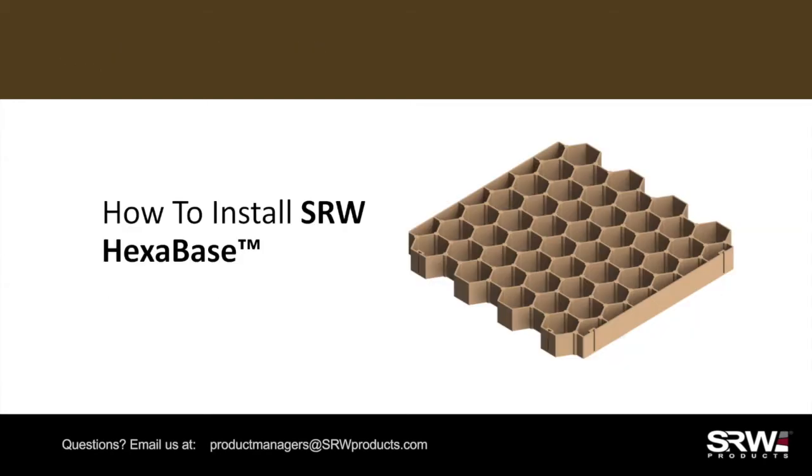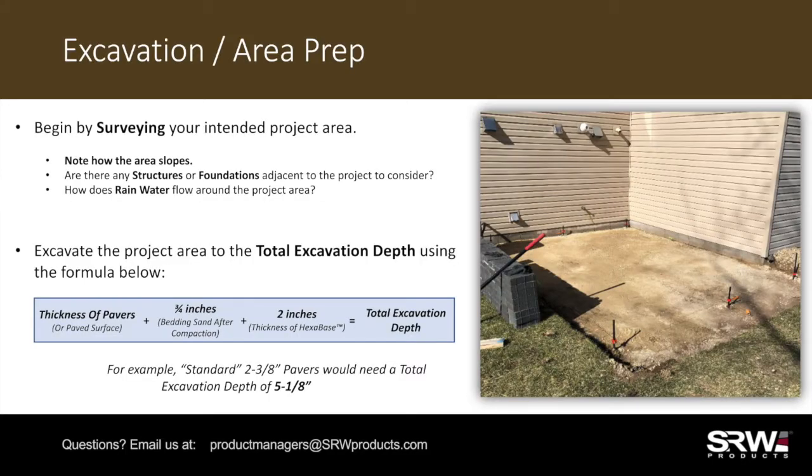Let's take a look at the installation process of HexaBase. First thing you're going to want to do is survey the intended project area. Things to look for is how does the project area slope? What would need to be corrected for proper rainwater mitigation? Are there any structures or foundations adjacent to the project area that need to be considered? Also, how does rainwater naturally flow around the project area?